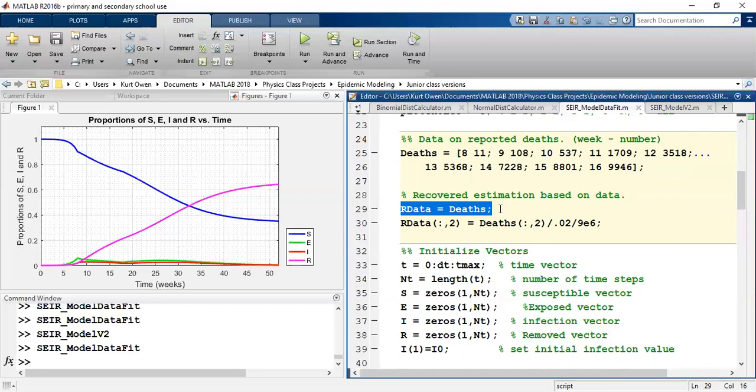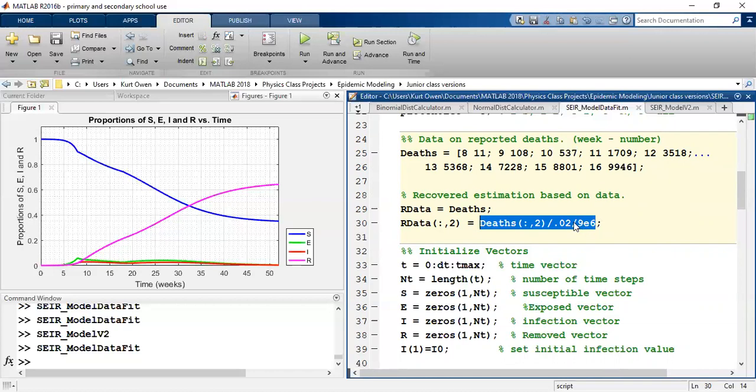What I did, first of all, is I just created a new matrix, R data, where I took the deaths information, the weeks and the number, and put it in there. The way I've written this, I'm simply affecting the second column. What this means is we're going to take the data in every row, so that's every week, look at the second column, and manipulate it. So I need to explain what this bit of code is doing.